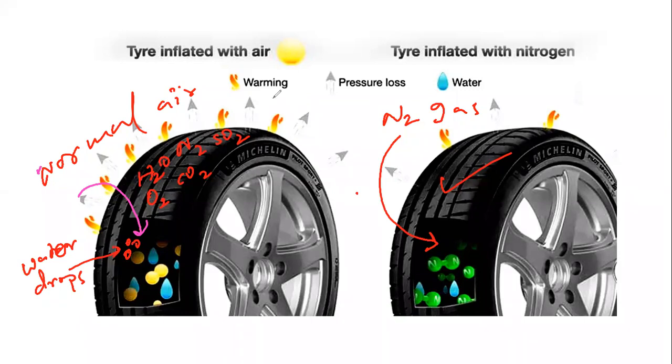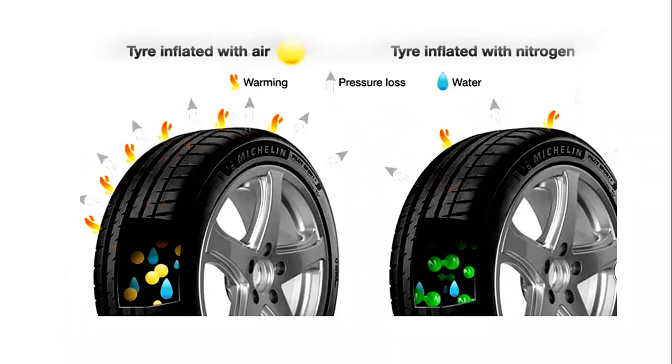These tires contain sulfur also. Therefore pressure loss, warming up, and moisture problems can be overcome by filling the tires with nitrogen gas. In Sri Lanka also, most of the petrol sheds or fuel filling stations have put up a label. Now you might have seen a separate board, nitrogen gas is available, right? So then the next one.